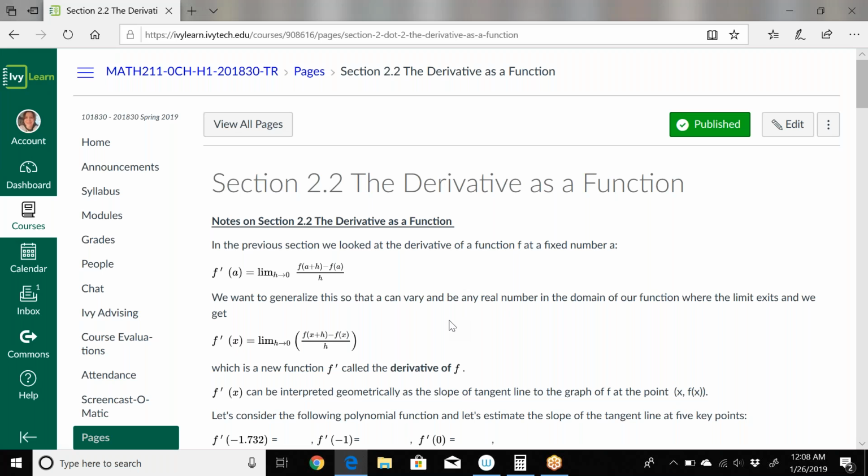All right, this is section 2.2. We did not get the second piece of this finished in class, and since our test is going to be next Thursday, I did not want to have to teach through this 2 days before your exam. So this is kind of where we left off.